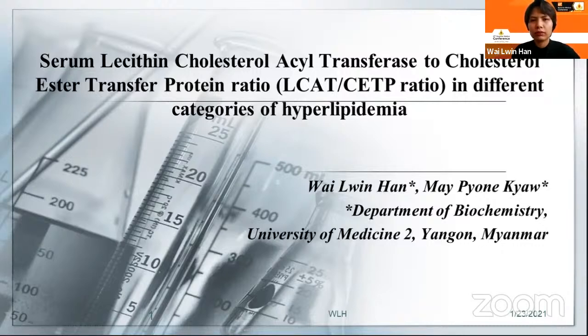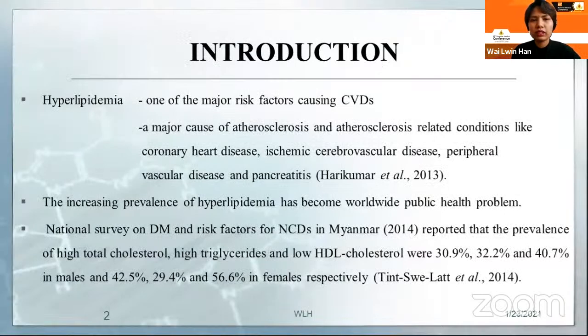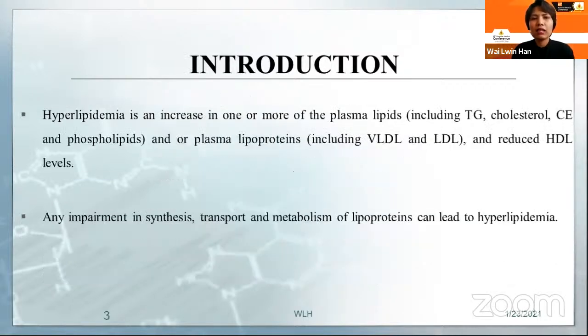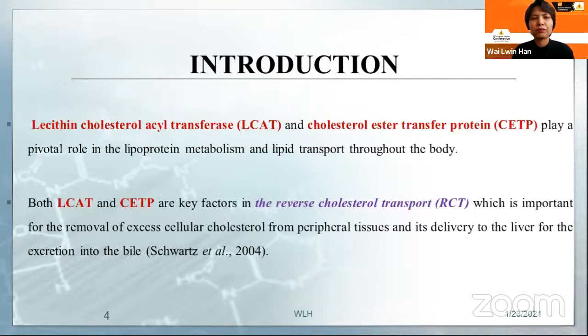different categories of hyperlipidemia. Regarding the introduction, hyperlipidemia is one of the major risk factors causing cardiovascular disease. It is also a major cause of atherosclerosis and atherosclerosis-related conditions like coronary heart disease, ischemic cerebrovascular disease, peripheral vascular disease, and pancreatitis. The increasing prevalence of hyperlipidemia has become a worldwide public health problem. Hyperlipidemia is an increase in one or more of the plasma lipids, including triglyceride, cholesterol, cholesterol ester, and phospholipid, and or plasma lipoproteins, including VLDL, LDL, and reduced HDL level. Any impairment in synthesis, transport, and metabolism of lipoprotein can lead to hyperlipidemia.